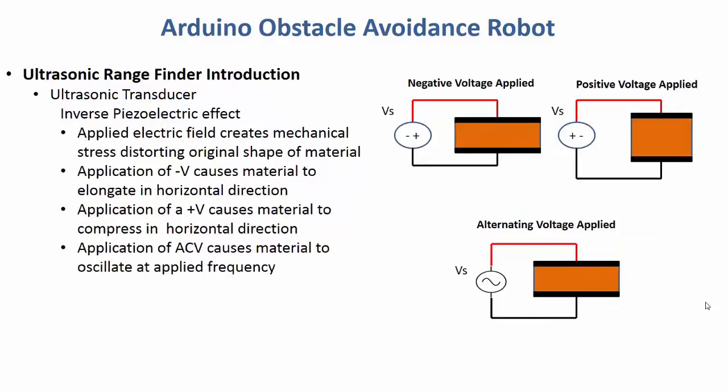For the inverse piezoelectric effect, the application of an electric field is going to create mechanical stress, and this is going to distort the original shape of the material. Now in the figure, the application of negative voltage causes the material to elongate in the horizontal direction, and the application of a positive voltage causes the material to compress in the horizontal direction. Now the application of AC voltage is going to cause the material to oscillate at whatever the applied frequency is.